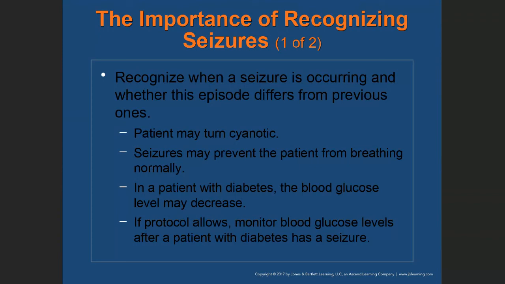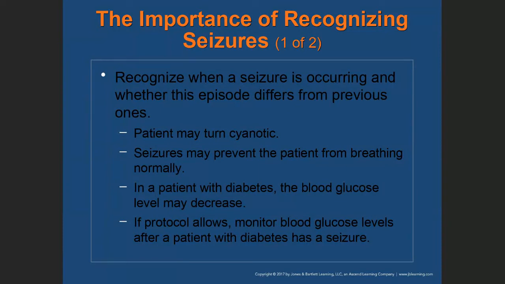Now, importance of recognizing seizures. Recognize when a seizure is occurring and whether this episode differs from the previous one. Patient may turn cyanotic, especially pediatric patients. Seizures may prevent the patient from breathing normally. Remember that the muscles are not working properly during this time. So if it's a pediatric patient that relies heavily on their diaphragm, they can have significant breathing problems.